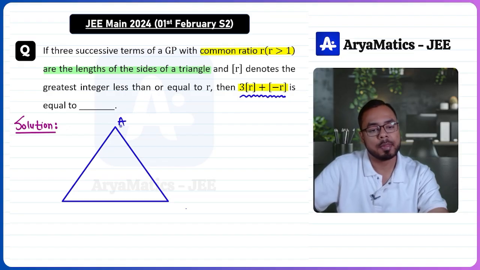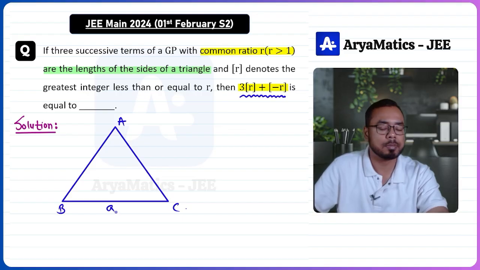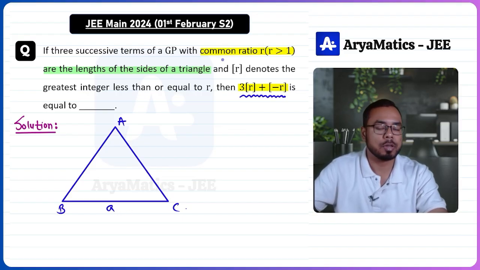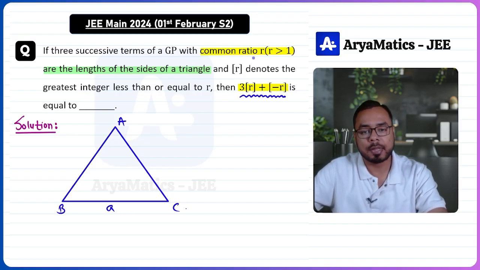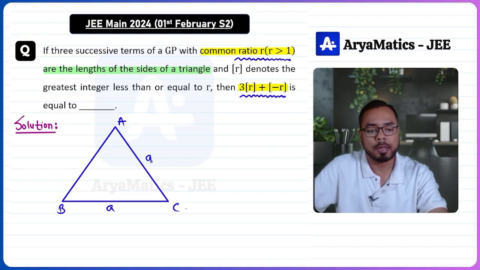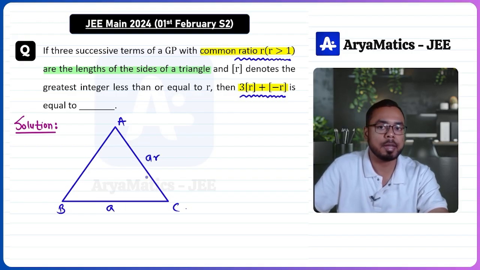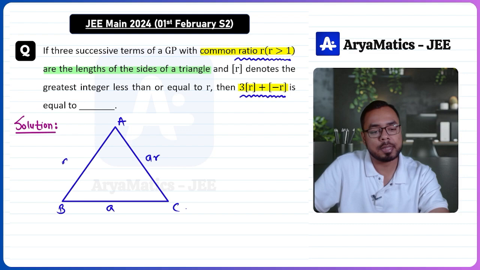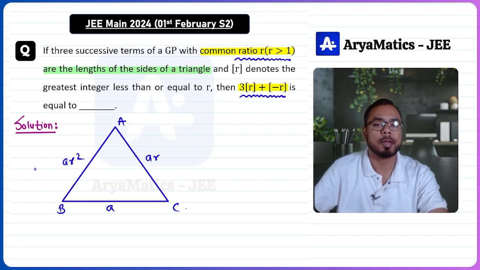let us say, A, and let us say that this side BC is small a, and because the common ratio is R and it is greater than 1, the next side will be A into R, and A into R will be bigger than A, right? And let us say that the third side is AR square.